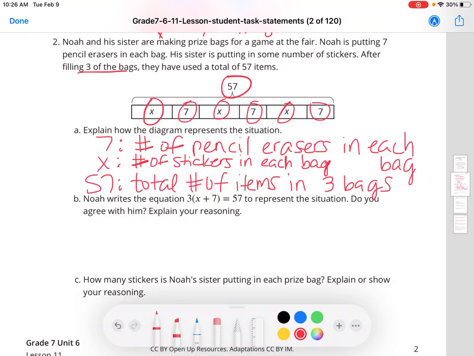So yes, we should agree with Noah because there are 3 bags. So this 3 represents the 3 bags. And inside each bag, I have a certain number of stickers plus 7 pencil erasers inside each bag. And altogether, I have 57 total items. So yes, that equation represents the situation.